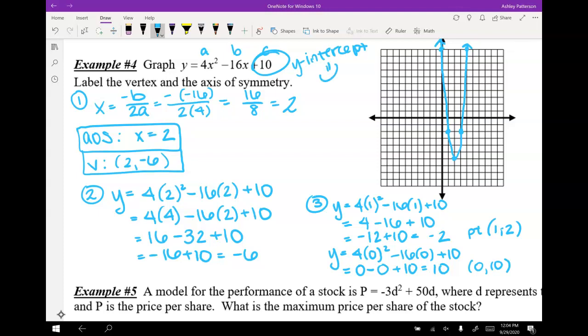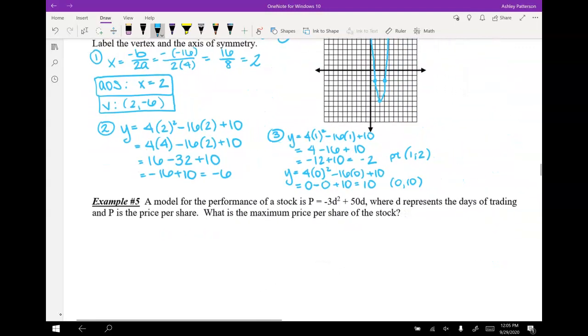Your C value is always your y-intercept, and that makes sense because, yes, I have a quadratic term with an x, an input, right? I have a linear term with an input. So if I substitute 0 in for x, those terms go away and you're left with the C value. So if you are given an equation in standard form, your C value will always be your y-intercept. You're welcome. All right, example number 5.